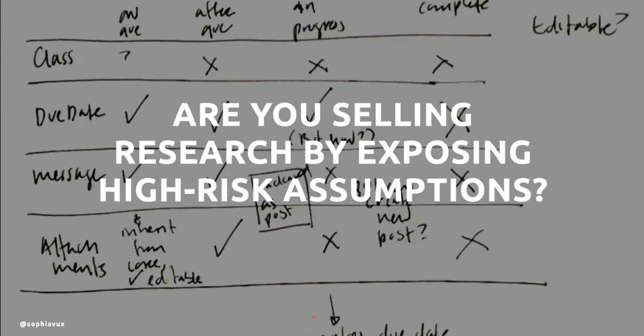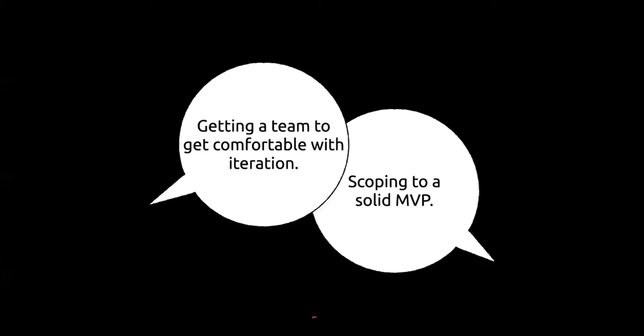And through that extraction of complexity, and through creating that list of high-risk assumptions, it's going to be very, very difficult for somebody to say, no, we don't have time for you to go and do 2 more days of user interviews or 3 more days of user interviews to go figure out the answers to those questions. Okay, so iteration: getting a team comfortable with iteration and scoping to that solid MVP.